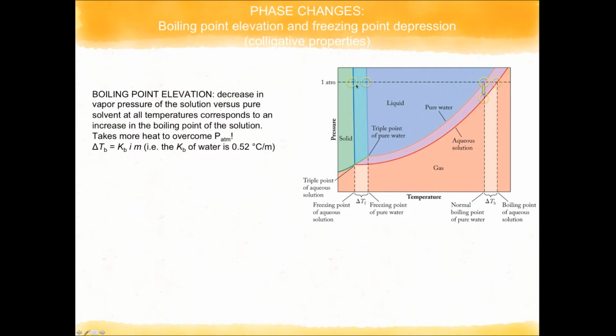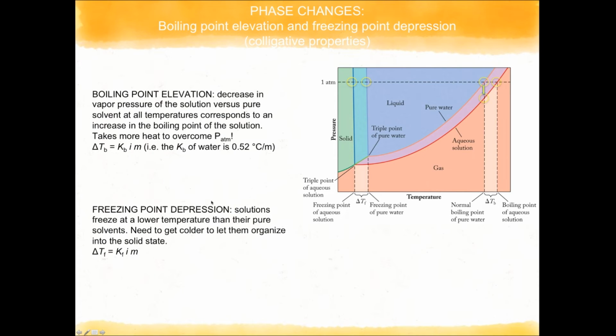And the sodium and chloride will also arrange themselves into that crystal structure. So freezing point depression is when solutions freeze at a lower temperature than their pure solvents. They need to get colder to let them organize into the solid state.